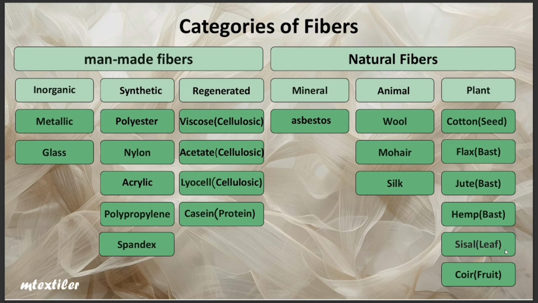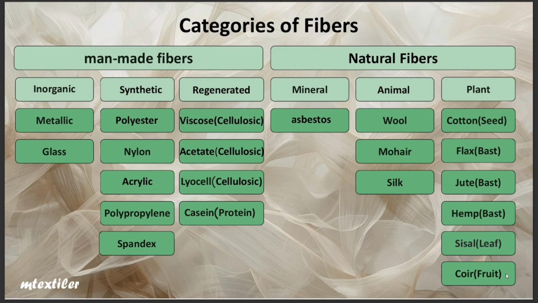Sisal, a leaf fiber with specific uses. Coir, obtained from the coconut fruit, also with its own applications. Among these, cotton, flax, and jute have the widest range of uses. Another type of natural fiber, animal-based fibers, includes sheep wool, mohair, and silk. There are also other fibers in this category, but these are the most common.